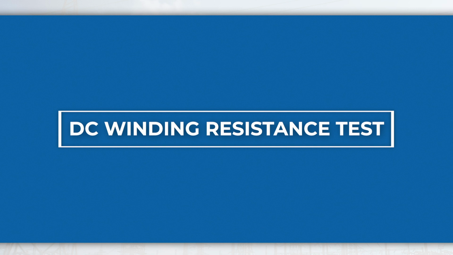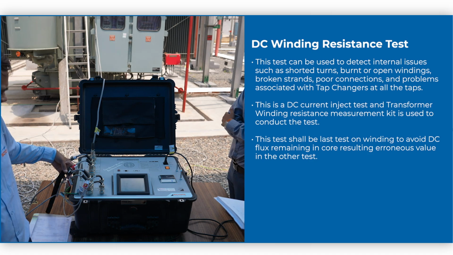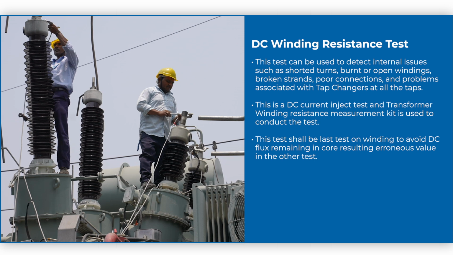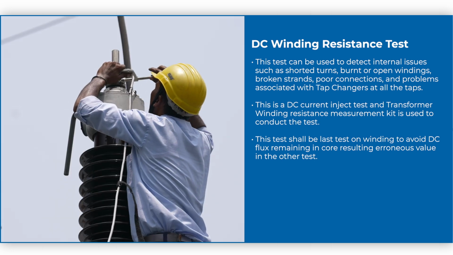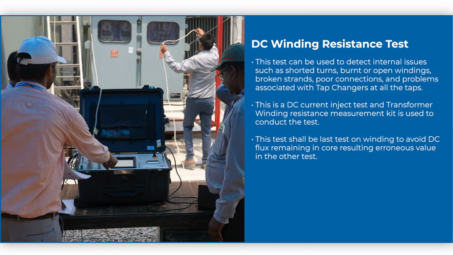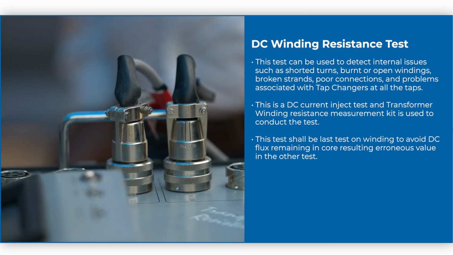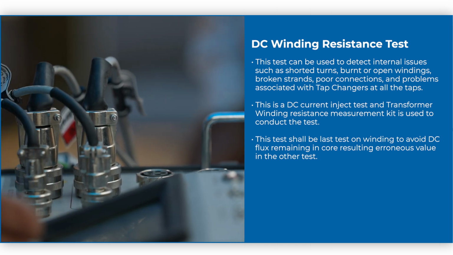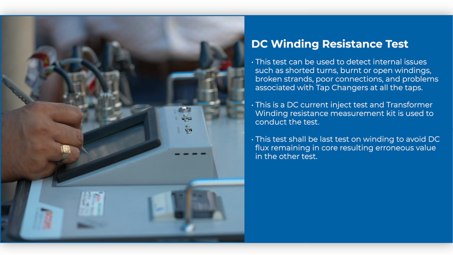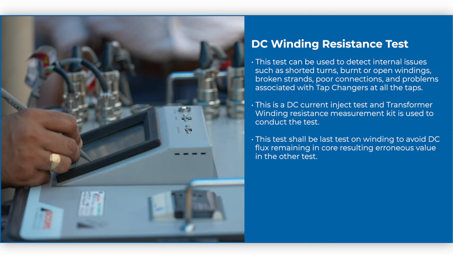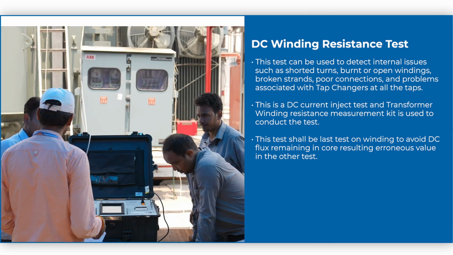DC winding resistance test. This test can be used to detect internal issues such as shorted turns, burnt or open windings, broken strands, poor connections, and problems associated with tap changers at all the taps. This is a DC current inject test, and a transformer winding resistance measurement kit is used to conduct the test. This test shall be the last test on winding to avoid DC flux remaining in the core resulting in erroneous values in the other tests.